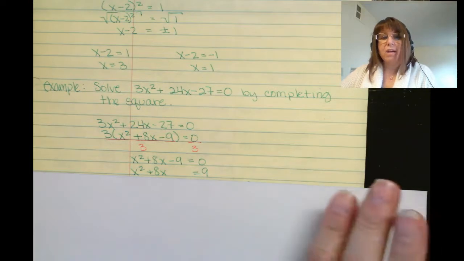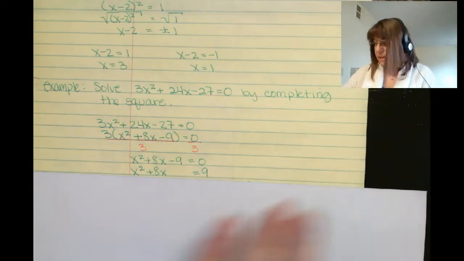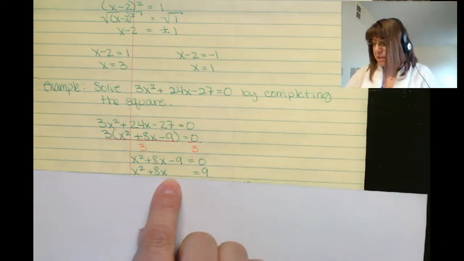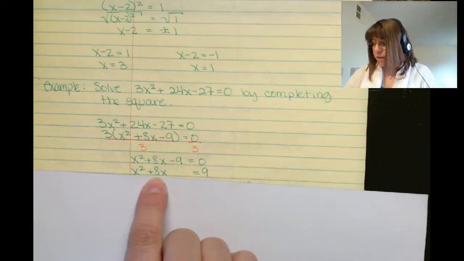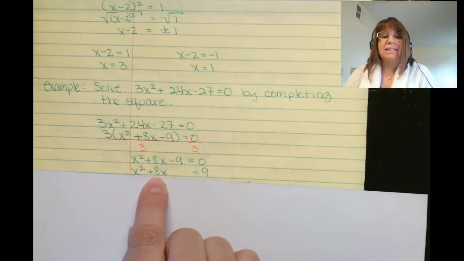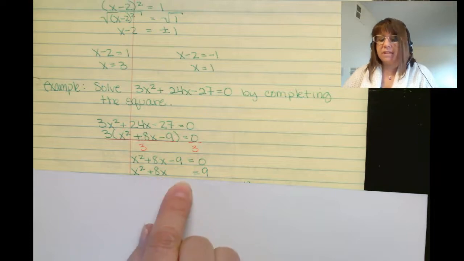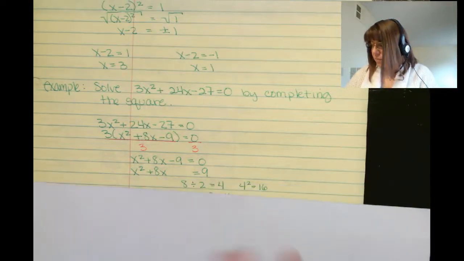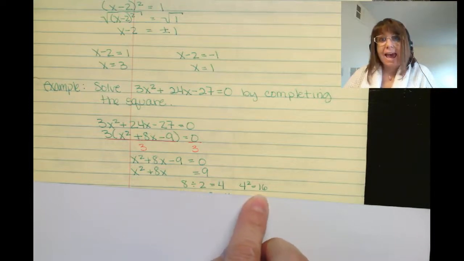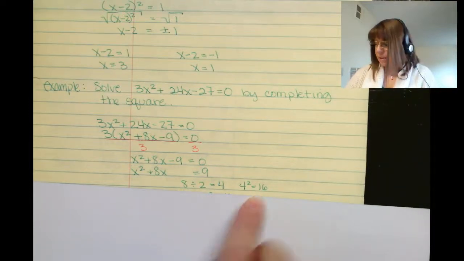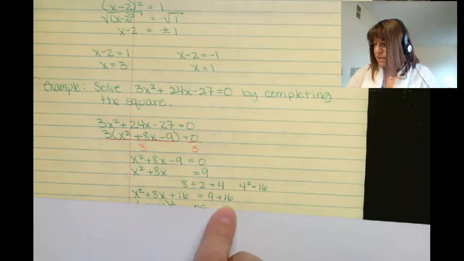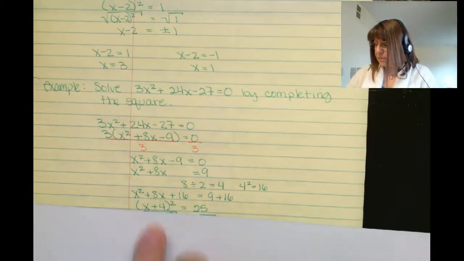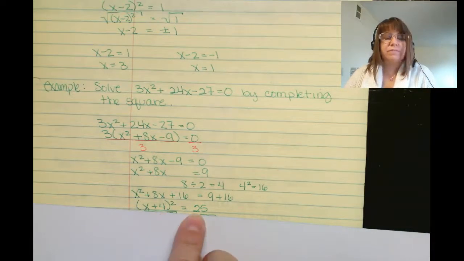I'm going to move the 9 off to the right-hand side, leaving me a little bit of space to complete the square. I'm going to divide 8 by 2 and then square it to fill in the blank. When I do that, 8 divided by 2 is 4, 4 squared is 16. I'm going to add 16 to both sides, plus 16, plus 16. That leaves me with x plus 4 squared equals 25.